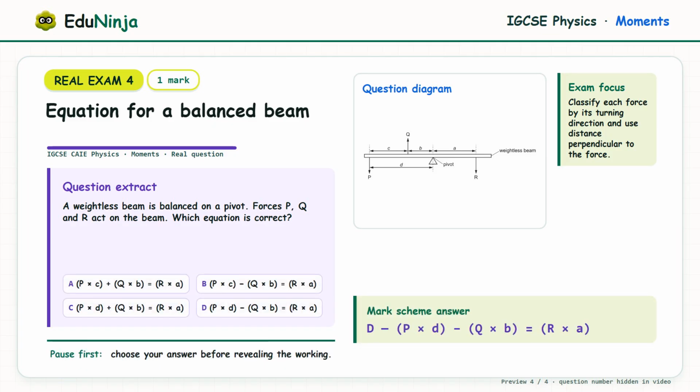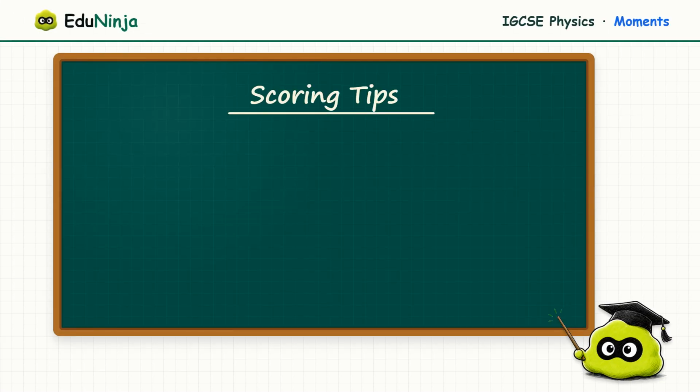Force P acts down on the left at perpendicular distance D, so its moment is P times D. Force R acts down on the right at distance A. Force Q acts up between them at distance B, giving the opposite turning direction. Balancing the moments gives P times D minus Q times B equals R times A. That is option D. Before the final check, use these scoring tips for moments.